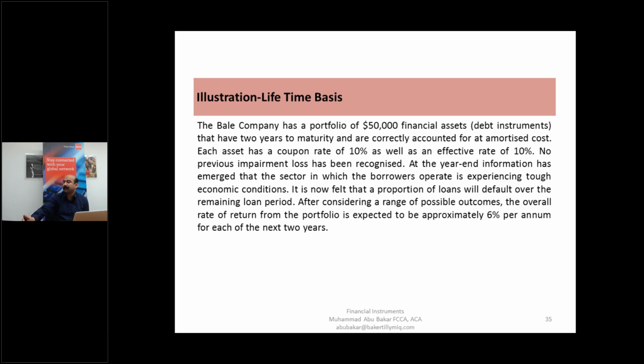What we expect here is that only 6% per annum will be received. This is the expectation. After considering a range of possible outcomes, the overall rate of return from the portfolio is expected to be approximately 6% per annum, but in fact, it was 10%. Calculate the expected credit losses on a lifetime basis.